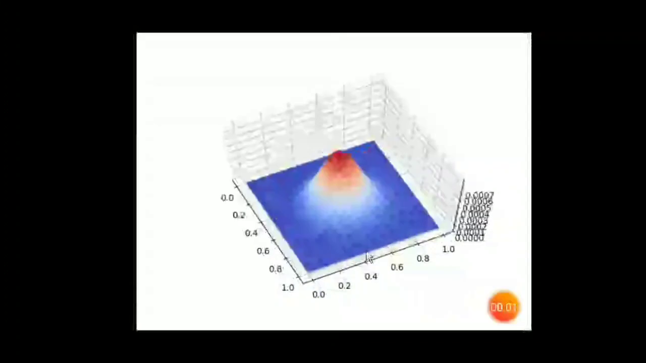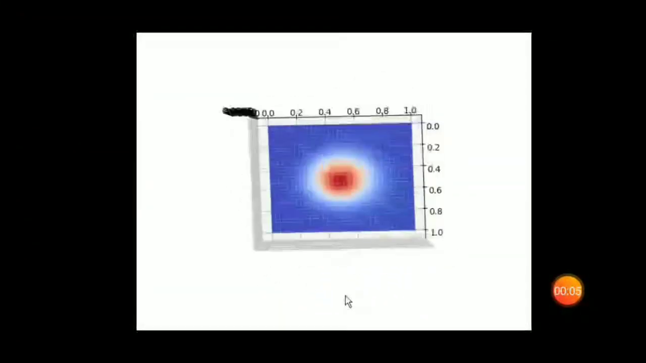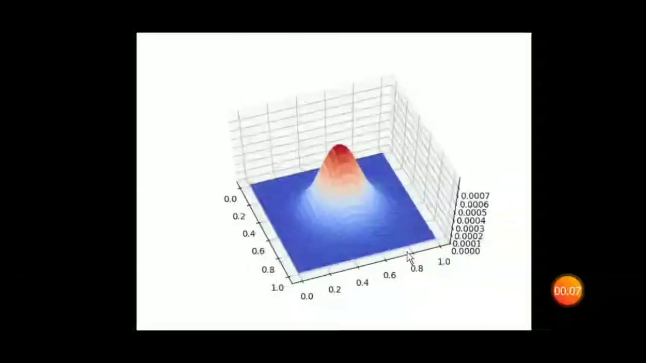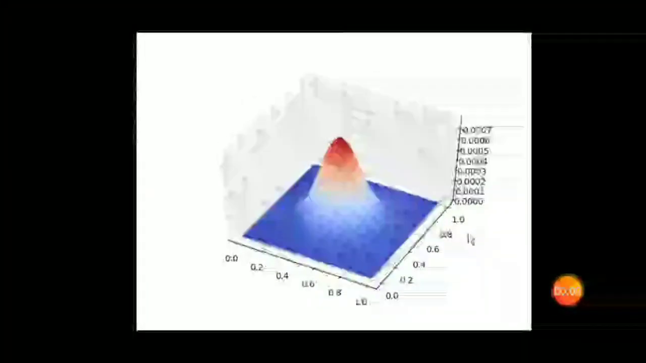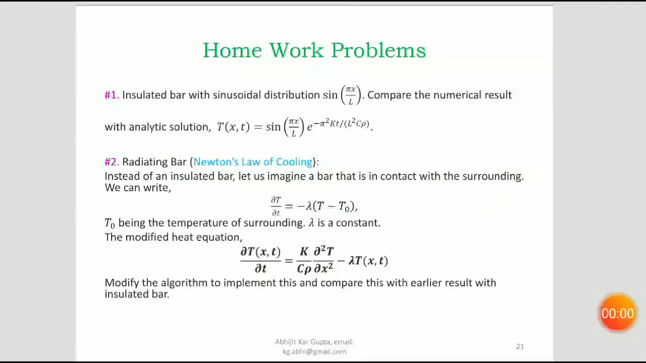So you see the 3D plot, how the Gaussian spreads over the network in time. Of course, for that you have to write a program to do the 3D plot. So this is the last slide. Here two problems are given. You can do them easily. The first one is easy.